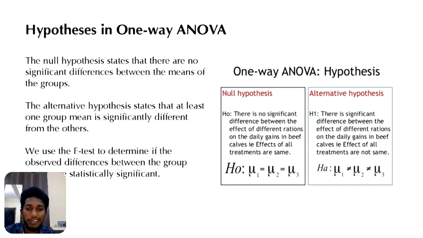Next, hypotheses in one-way ANOVA. The null hypothesis states that there are no significant differences between the means of the groups. The alternative hypothesis states that at least one group is significantly different from the others. We use the p-value to determine if the observed differences between the groups are statistically significant.